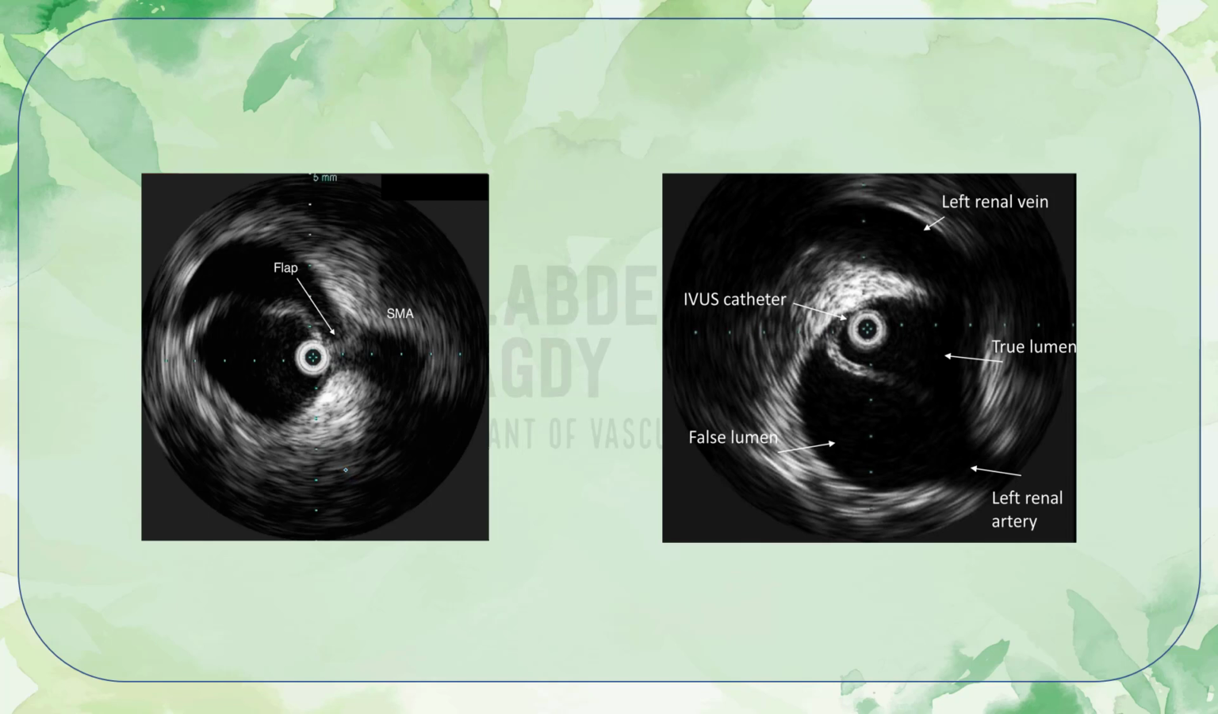And as we can see here, this is the photo of the IVUS. We can see the flap and the origin of the superior mesenteric artery. We can see the presence of the flap here and the IVUS catheter within the true lumen, presence of the false lumen, and the ostium of the left renal artery and the left renal vein position.